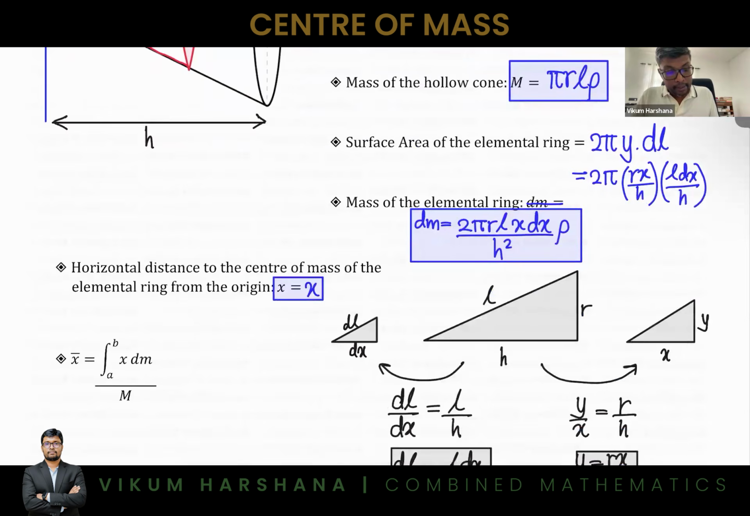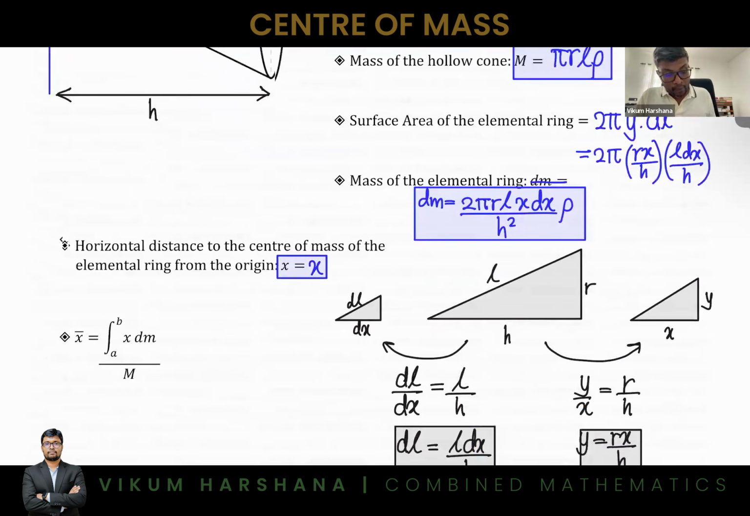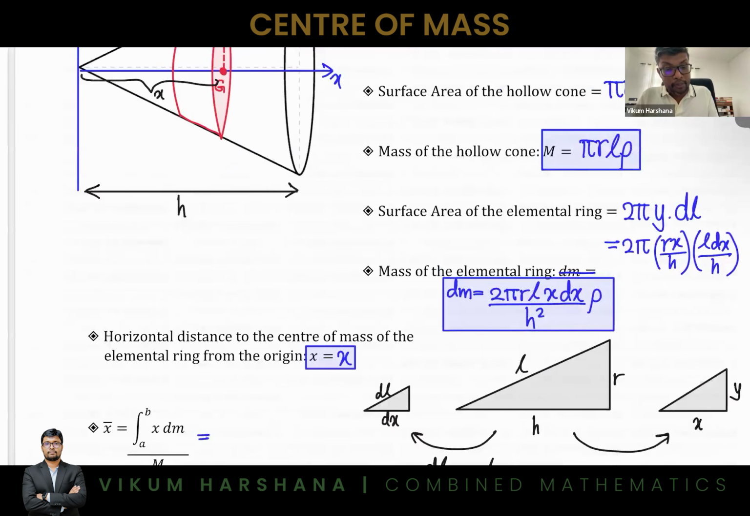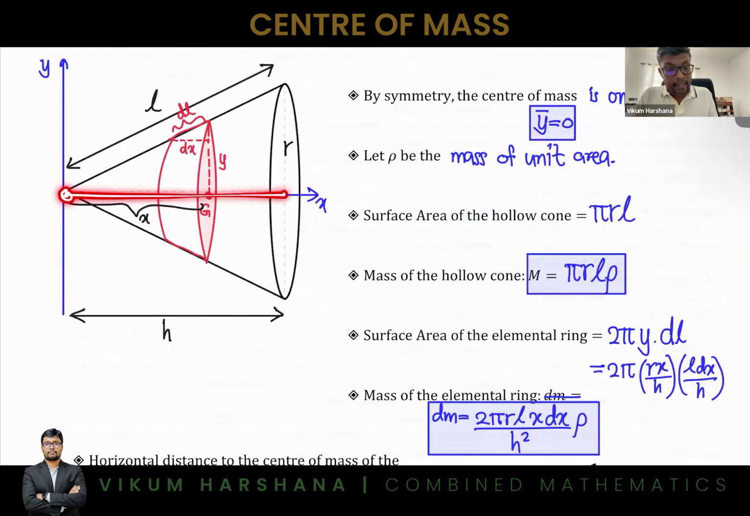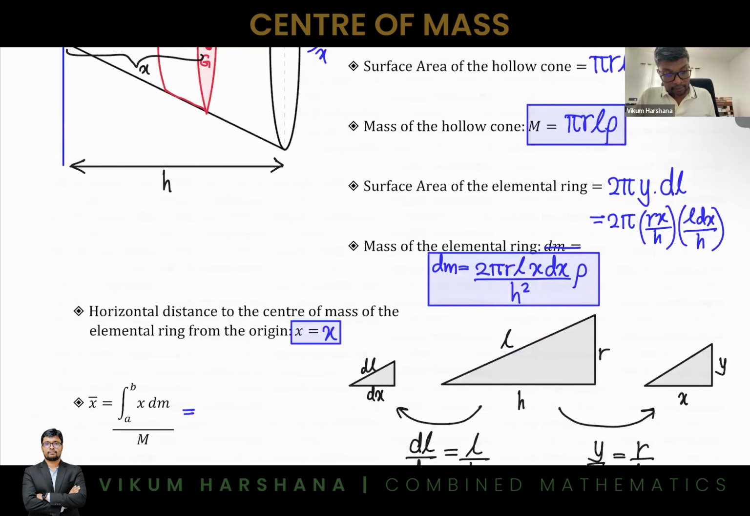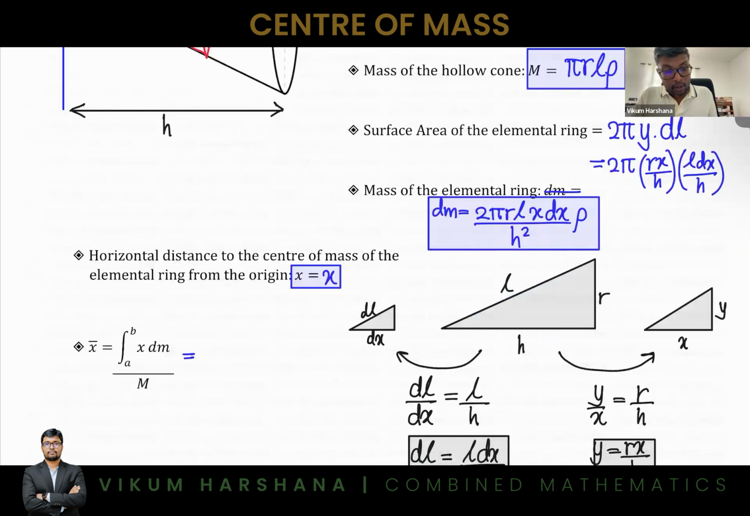Now let's stick to this plan. Okay. So x is now, where is x? X is changing from 0 to here, right? What is this? This is h, right? Yeah. So 0 to h, x into dm, 2 pi r L x dx rho over h squared, divided by pi r L rho.